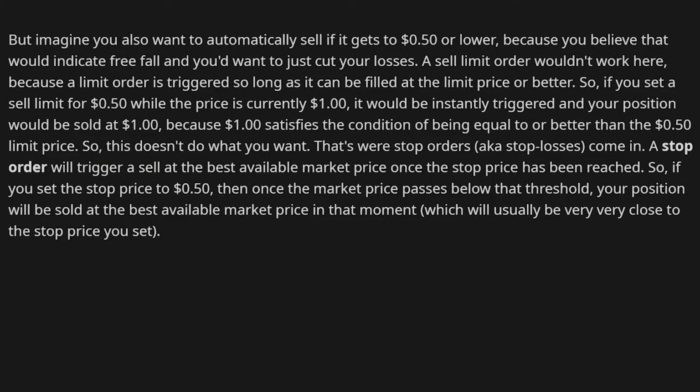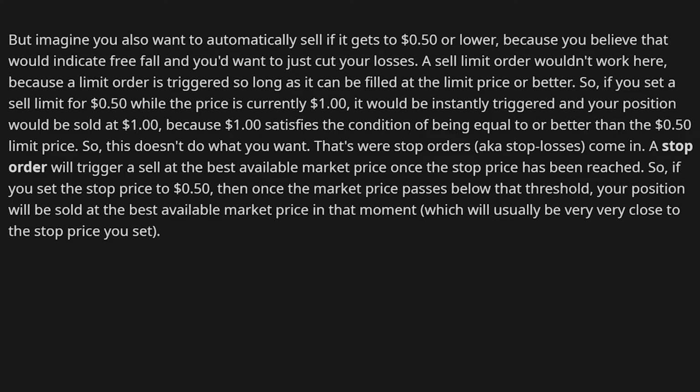But imagine you also want to automatically sell if it gets to $0.50 or lower, because you believe that would indicate free fall, and you'd want to just cut your losses. A sell limit order wouldn't work here, because a limit order is triggered, so long as it can be filled at the limit price or better. So, if you set a sell limit for $0.50, while the price is currently $1, it would be instantly triggered, and your position would be sold at $1, because $1 satisfies the condition of being equal to or better than the $0.50 limit price. So, this doesn't do what you want.